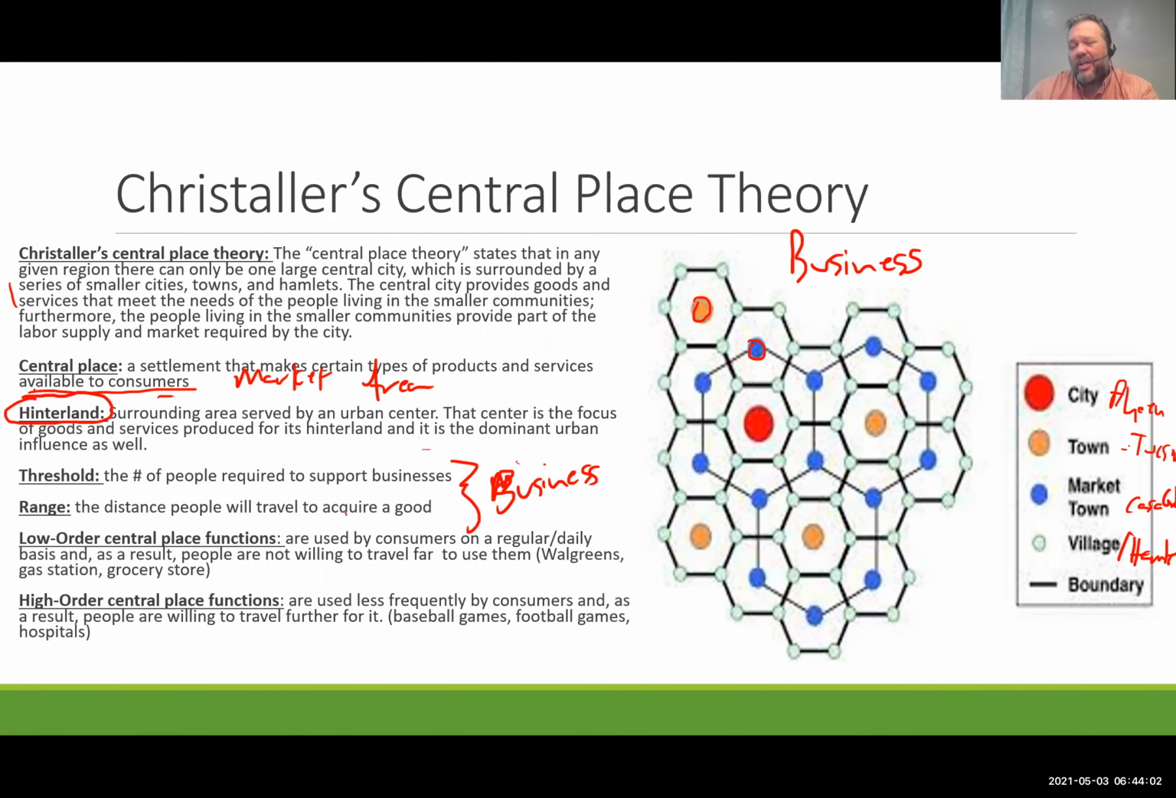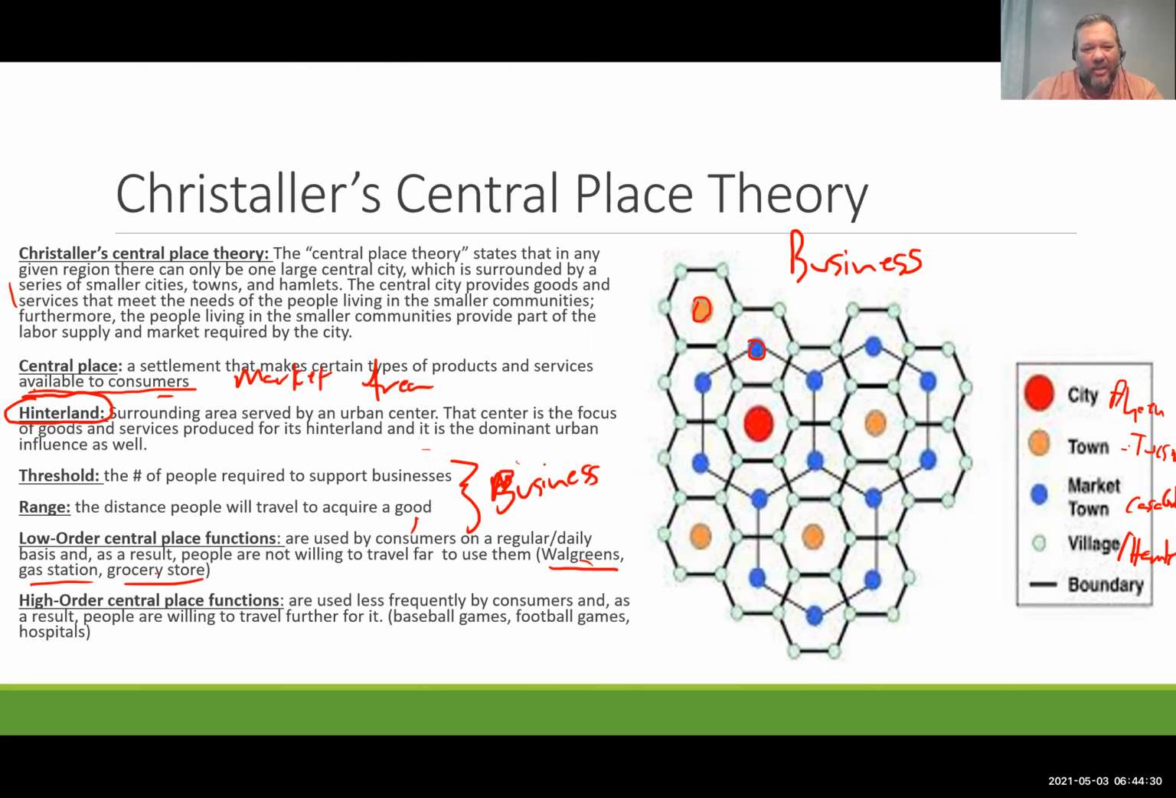Now the range is how far people are willing to travel to get to that business. Okay. And let's define this a little bit more. So when we talk about low order central place functions, those are things that you're not going to drive very far for. And so something like Walgreens, a gas station, a grocery store, you're not going to drive 35 minutes to go to a grocery store when there's some that are closer to you.